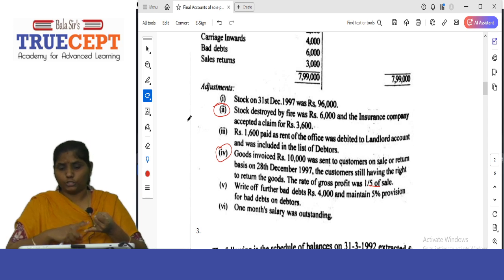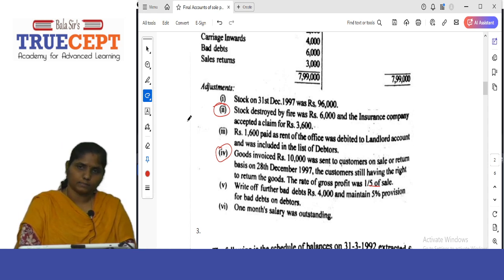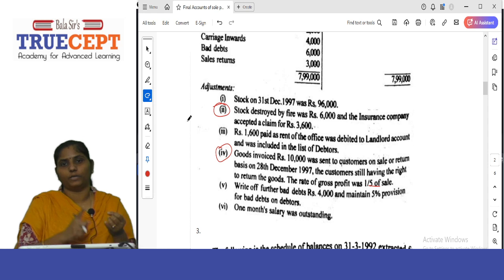Now, write off further bad debts 4,000 rupees and maintain 5% provision for bad debts on debtors. It's a bad debts adjustment. Remember debtors, what is the amount of debtors given in the trial balance? What is the amount of debtors? 80,000 debtors given.